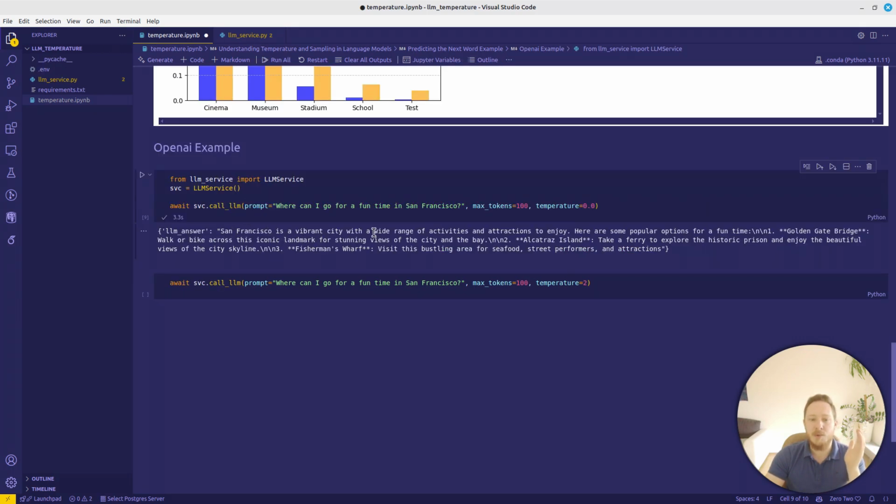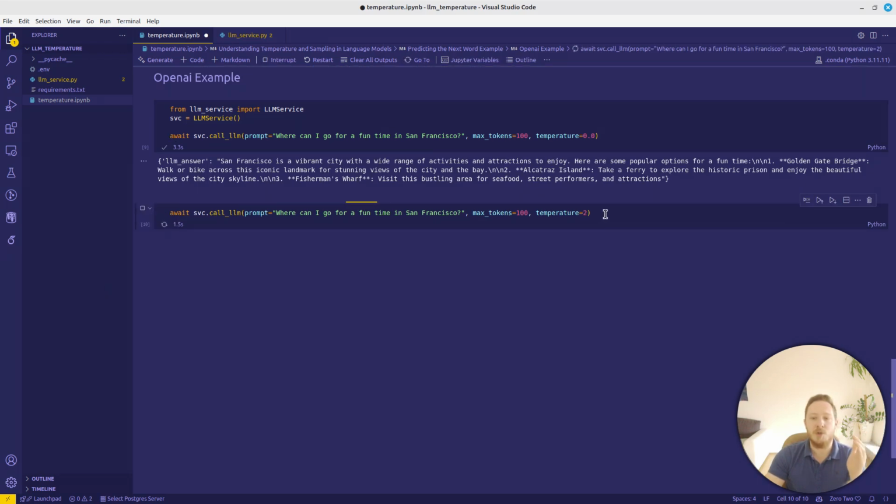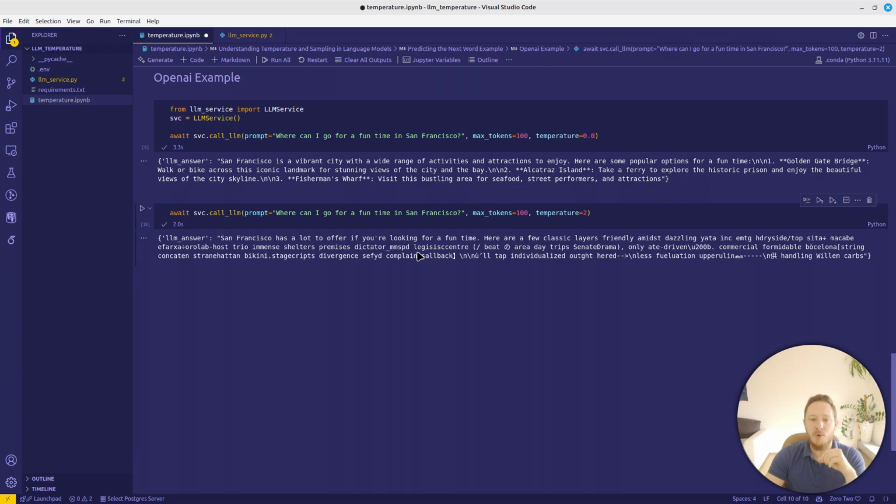San Francisco is a vibrant city with a lot of activities. And for a fun time, you can visit the Golden Gate Bridge, see the Alcatraz Island and the Fisherman's Wharf. Seems like a good response. Now let's see how the result will look if we set temperature to 2. In this case, you can already see some gibberish tokens which make no sense, not even English in this case, different languages. Here a few classic ones: friendly, amidst, dazzling, yata, ink, empty. The sentence doesn't even make any sense, so that's the result of a higher temperature.